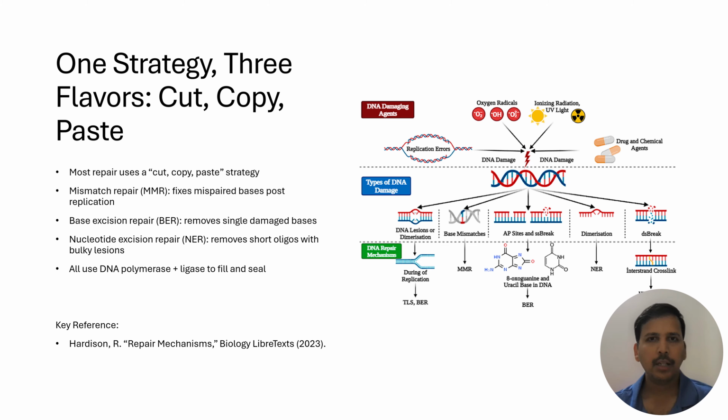Mismatch repair primarily targets mispaired base pairs left over from replication. Base excision repair focuses on single damaged bases that don't distort the helix too much, such as deaminated cytosine or oxidized guanine. Nucleotide excision repair deals with bulky lesions, for example, UV-induced pyrimidine dimers, by cutting out a short oligonucleotide segment surrounding the damage. Understanding this shared logic makes it easier to remember and connect the details of each pathway.